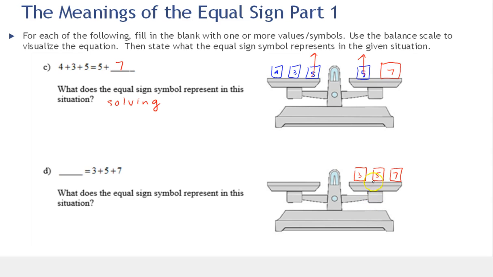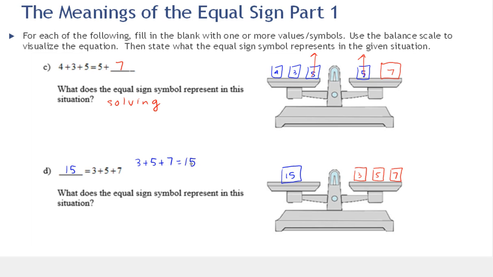Okay, so this totals 15, so I'm just going to put 15 over here. And we could say 15 equals 3 plus 5 plus 7. And I just want you to note that we could write this in the other direction. And this is actually called the symmetry property of equality.